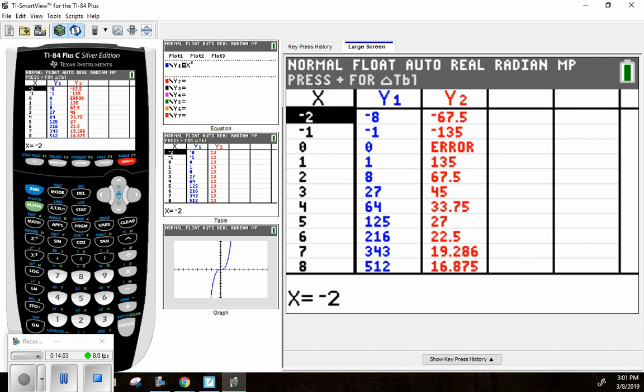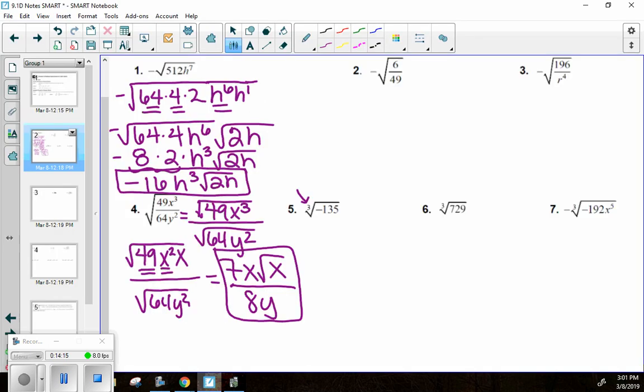I can break up 135 into 27 times 5, and then I know that when I take the cube root of that 27, what's going to be the cube root? 3, right? So there we go. We're in business. Let's do it.